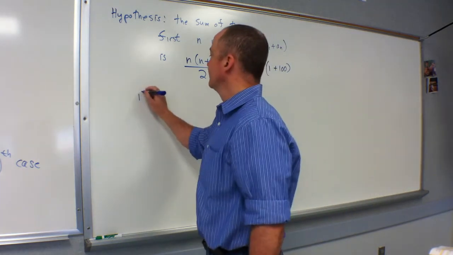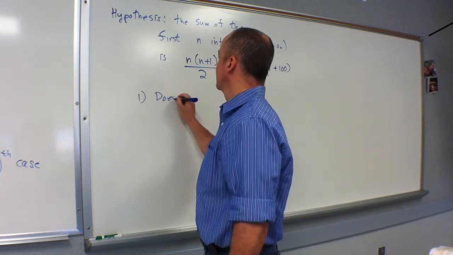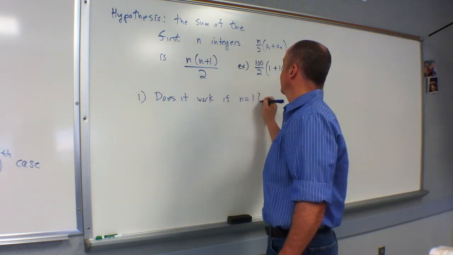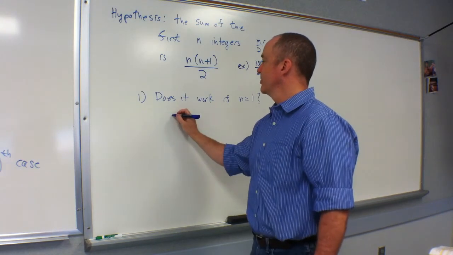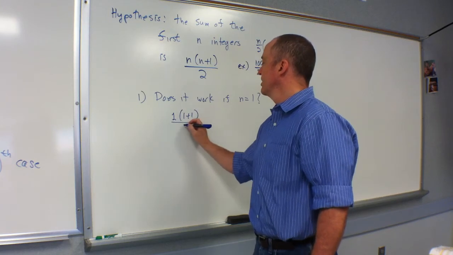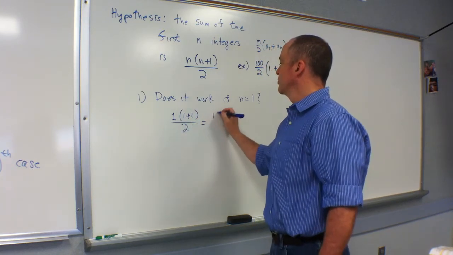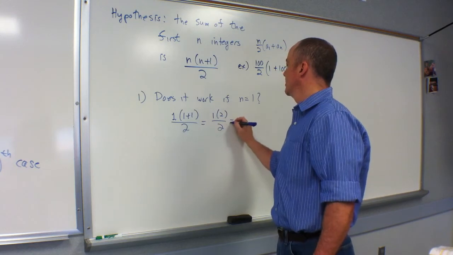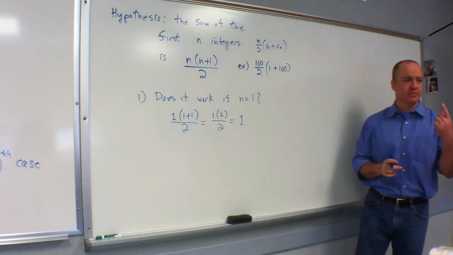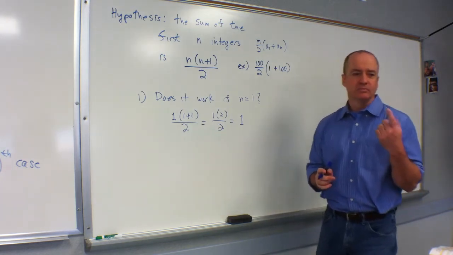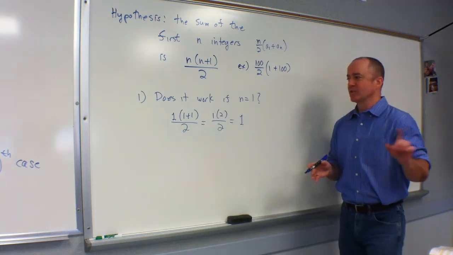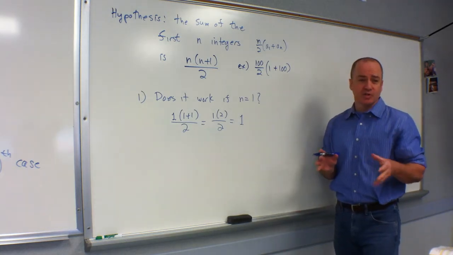So first thing, does it work if n equals 1? Well, let's see. Then I put in 1 times 1 plus 1 over 2, which is 1 times 2 over 2, which is 1. What should the sum of the first 1 integer be? 1. Okay. Now be careful with this. There's a danger. Is that always true? That's a good question. There's a danger to using this as a first example.